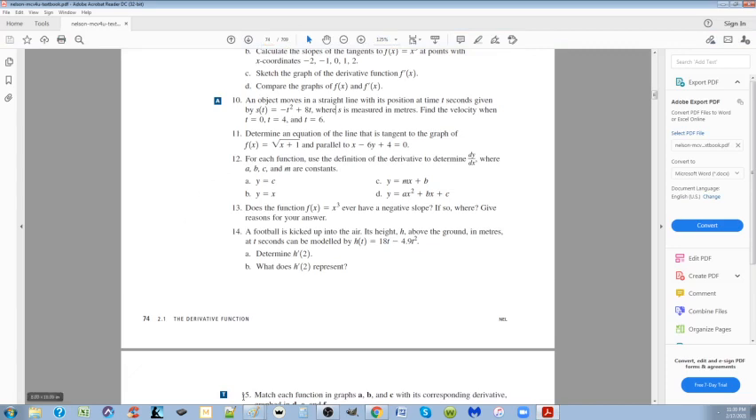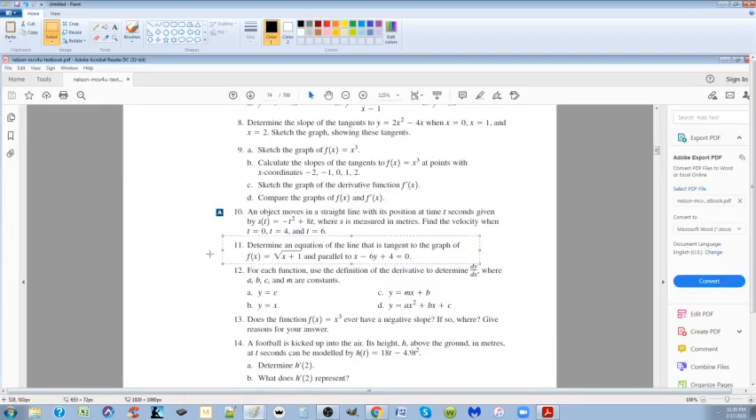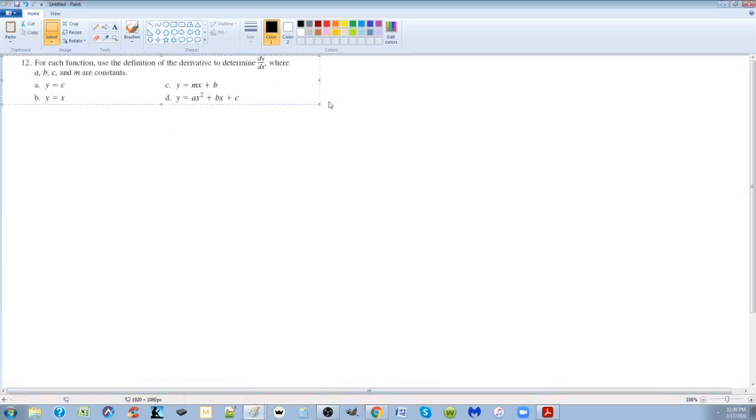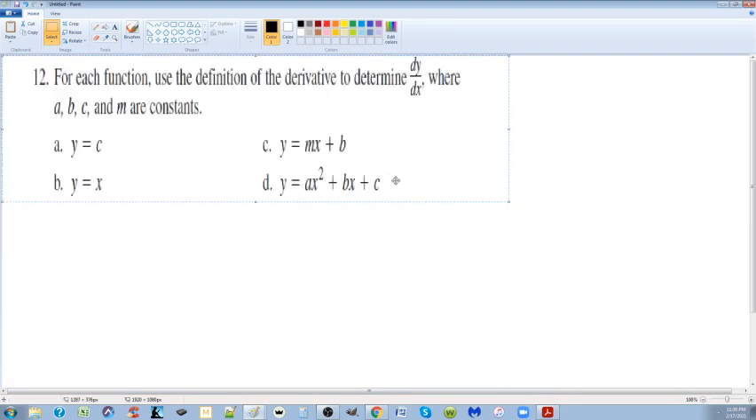I don't know if I'm going to bother with this C1, or with this H1 rather. 12? I don't think so. Okay, let's see what they're asking. For each function, use the definition of the derivative to determine whether a, b, c, m are constants.